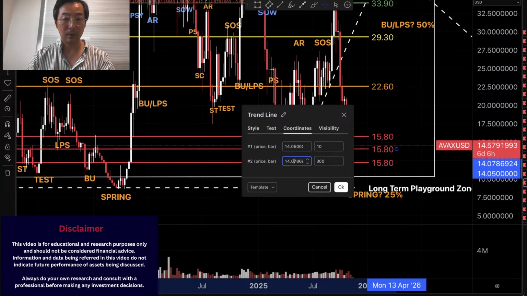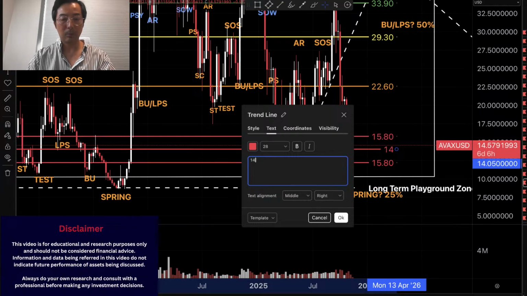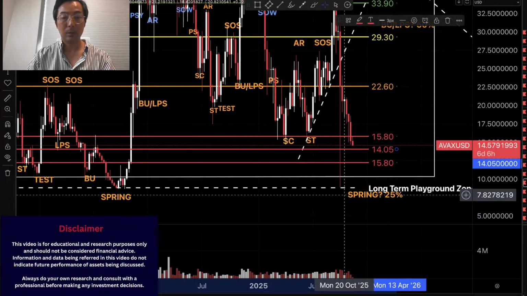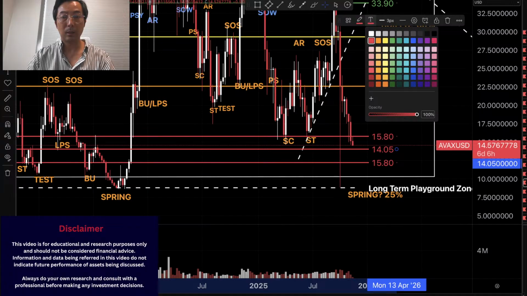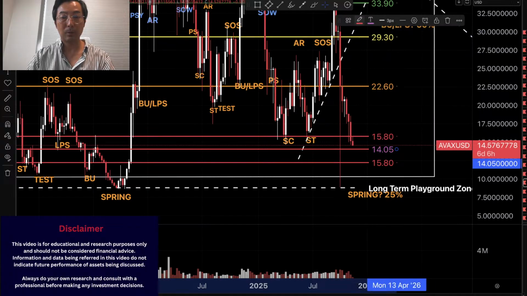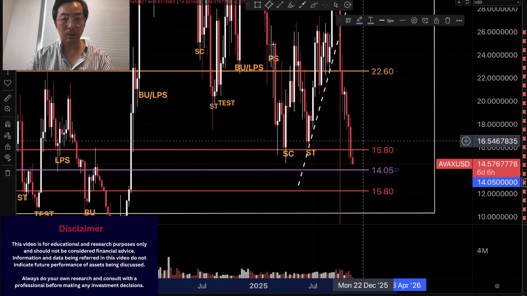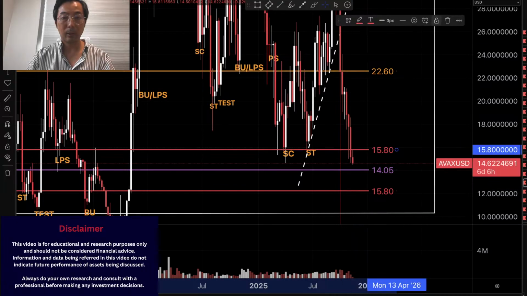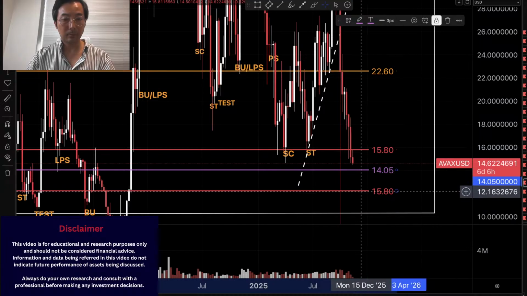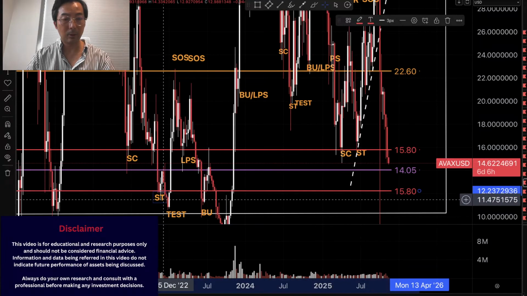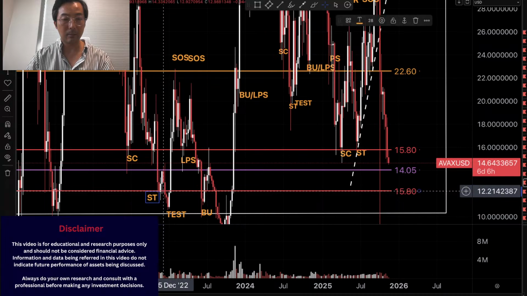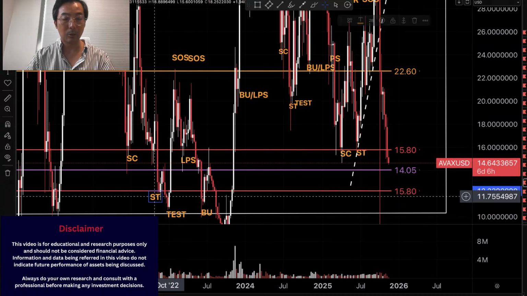So this is around 14.05. Let's set it this way, 14.05, and let's use purple. Alright, so this is where we are, or where Avalanche is testing right now. And then this one further down, it was where the second test during November 2022 was.